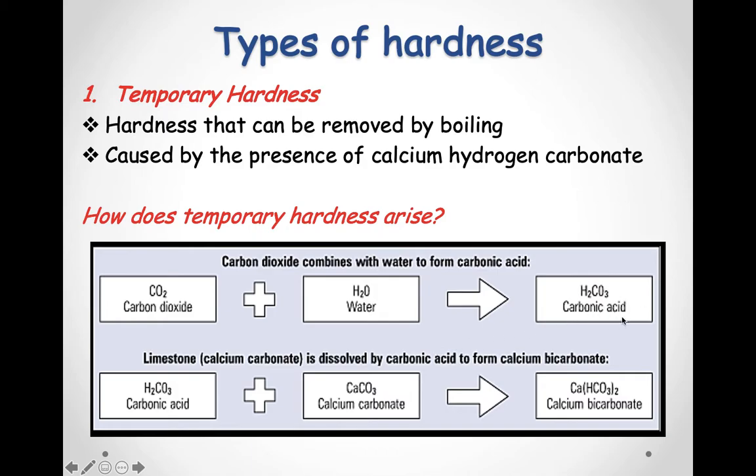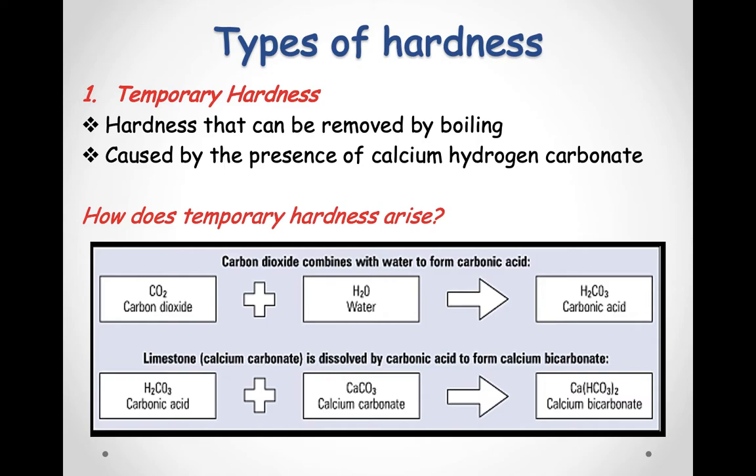Now, when that carbonic acid flows over a limestone region in particular, it will react with the calcium carbonate. Calcium carbonate is not soluble in water, but it is soluble in carbonic acid, and it will form calcium hydrogen carbonate, or calcium bicarbonate as it is sometimes known. So effectively, you formed a very dilute solution there of calcium hydrogen carbonate, and that is your hard water.